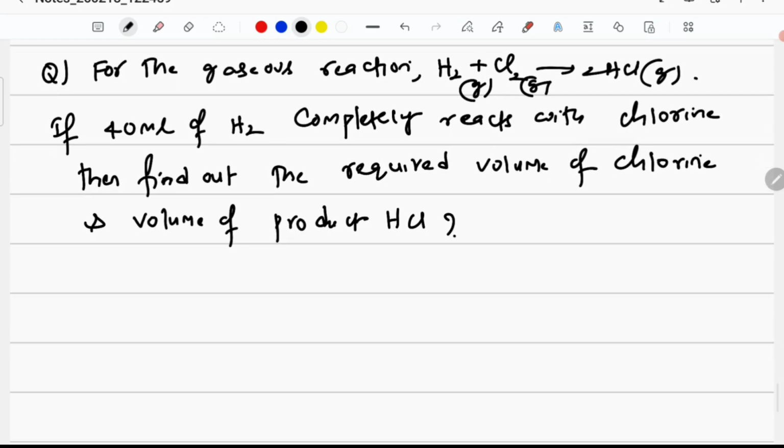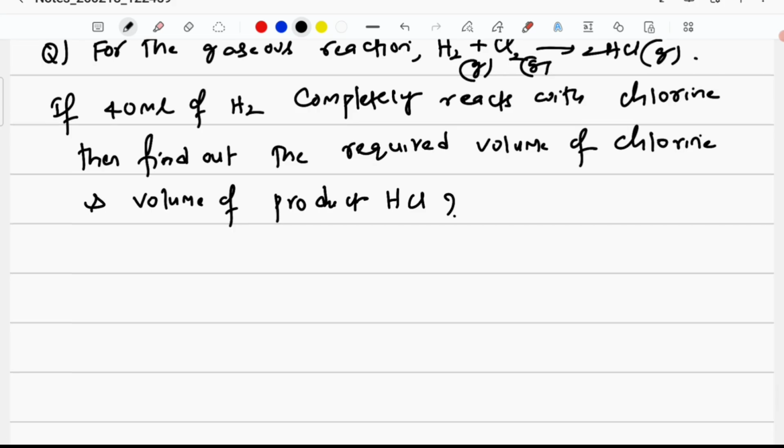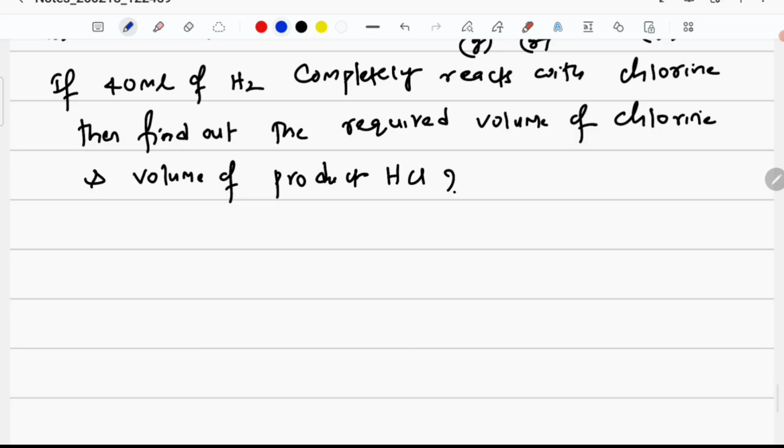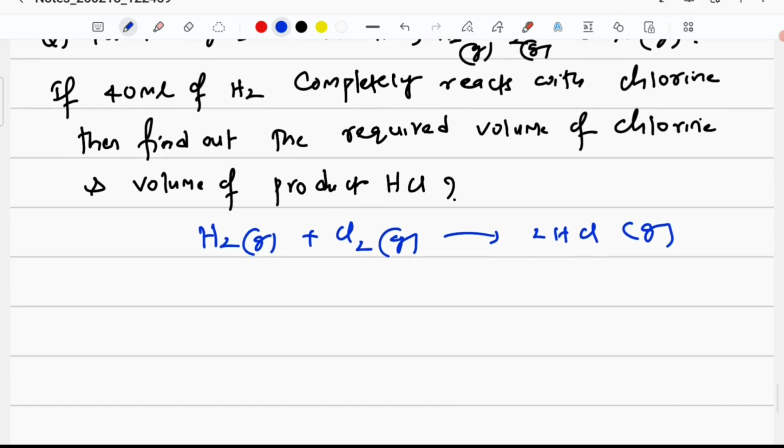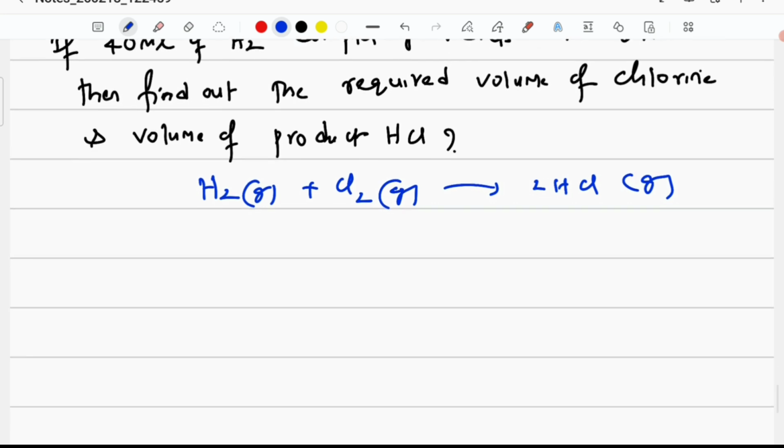See one question given here. For the gaseous reaction H2 plus Cl2 giving 2HCl, if 40 ml of H2 completely reacts with chlorine, then find out the required volume of chlorine and volume of product HCl. So what we need to do here? Simple question it is. Already many complex questions we already solved.